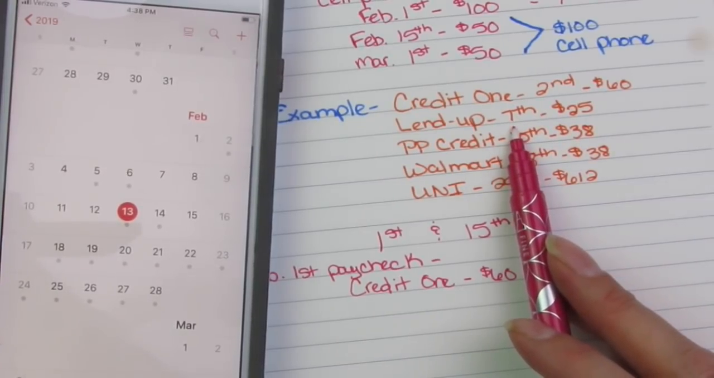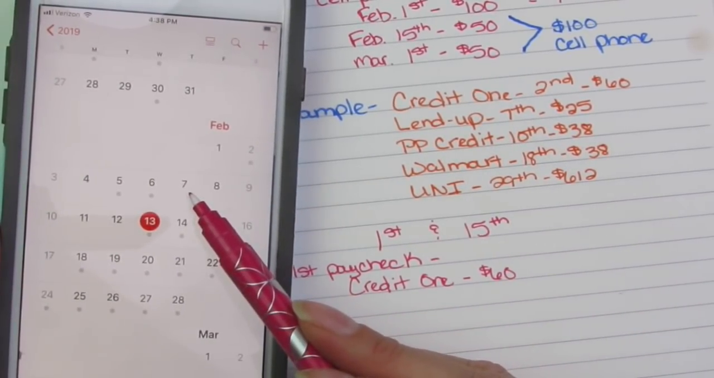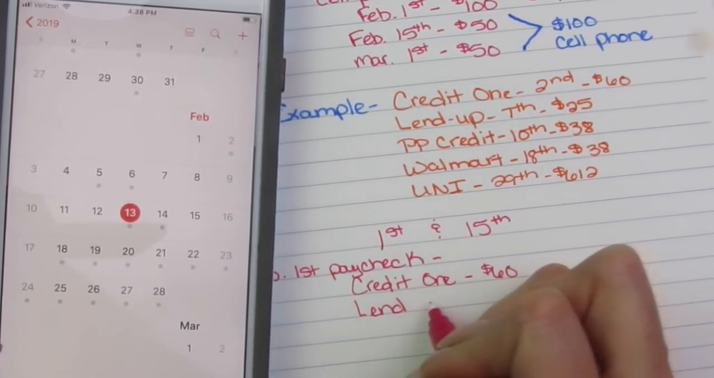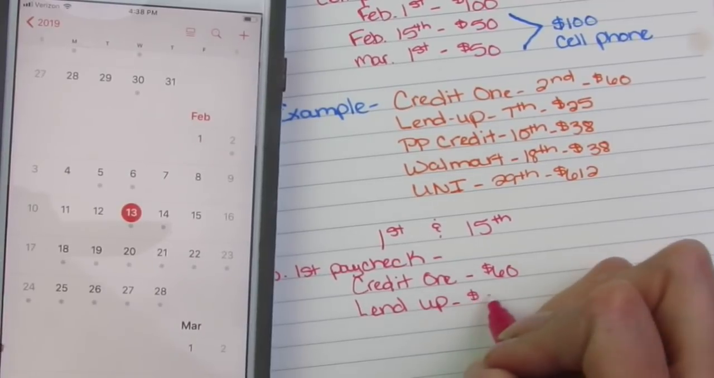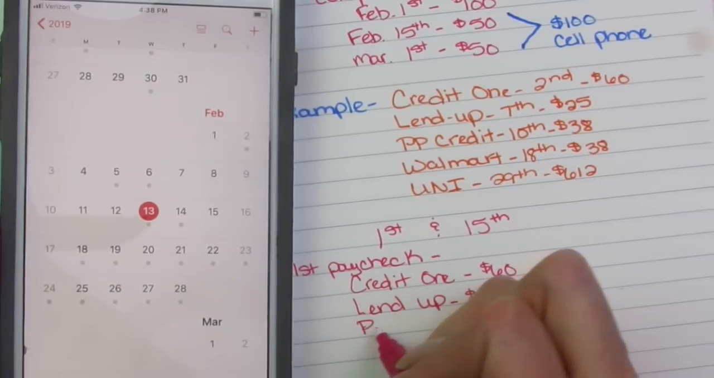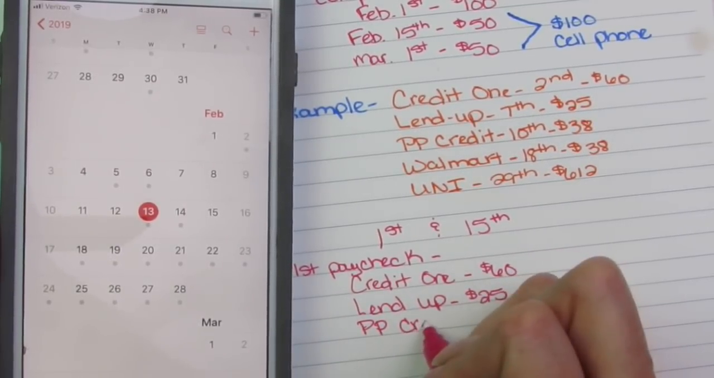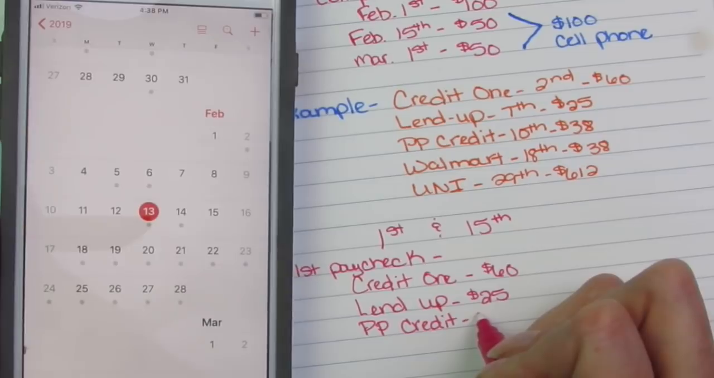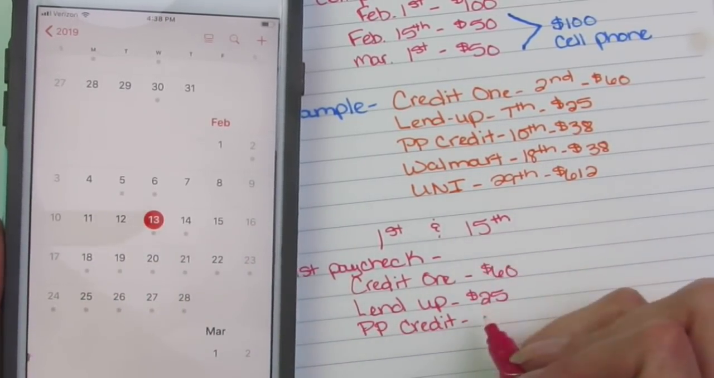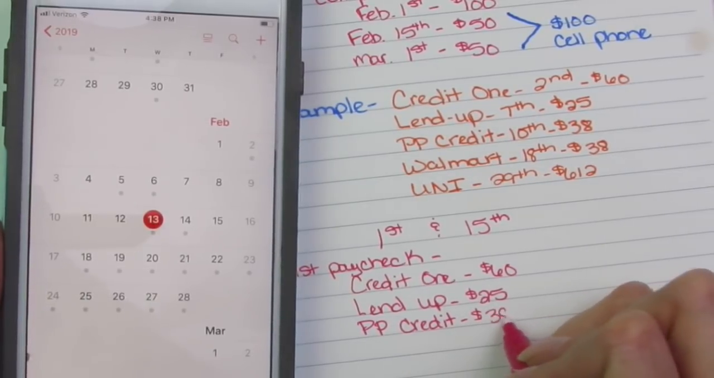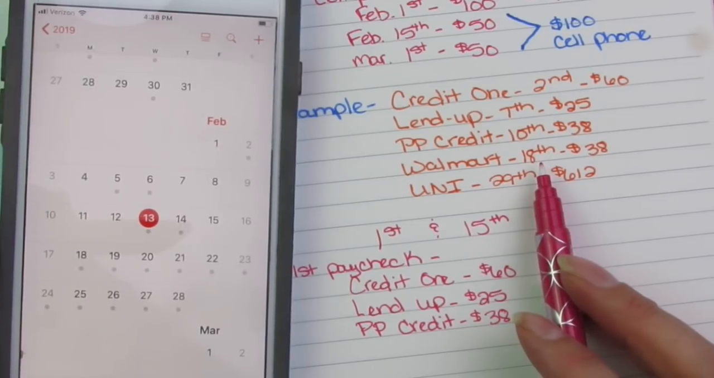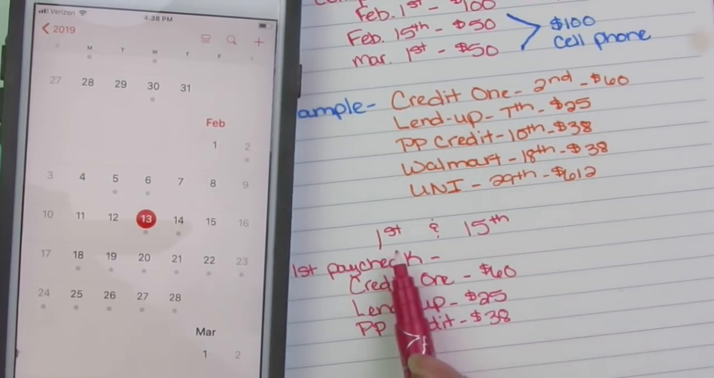Again, Lend Up is due on the 7th, so you don't have another paycheck to split that up with. We have to do that whole amount. So Lend Up is going to be the entire $25. PP Credit is due on the 10th, so we have to take that entire amount. So that is $38.